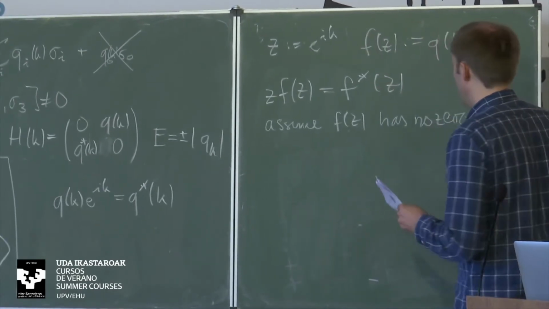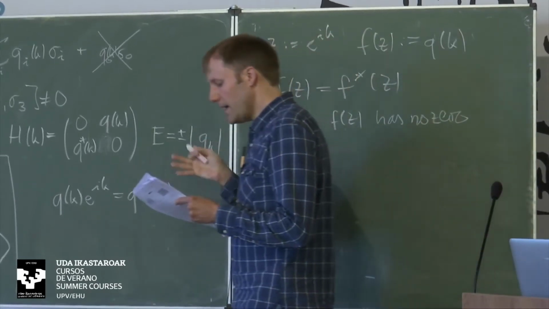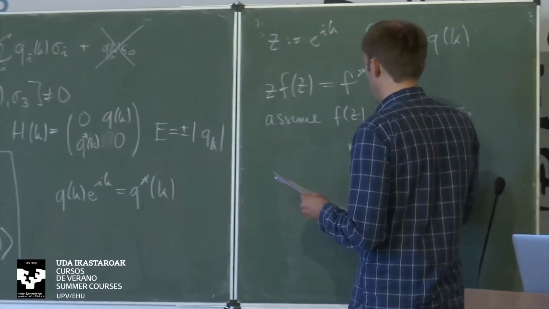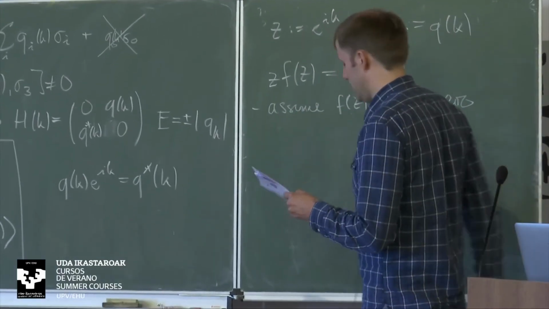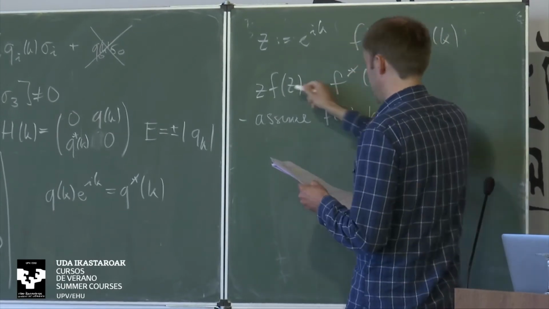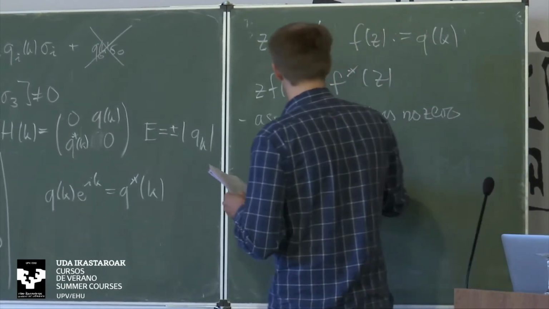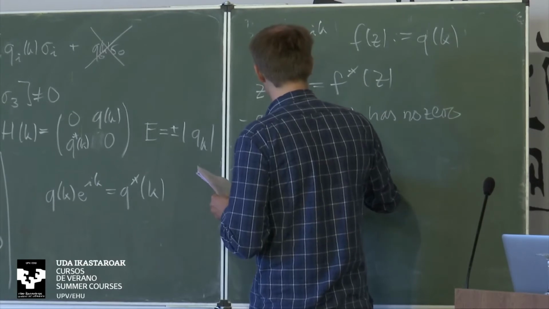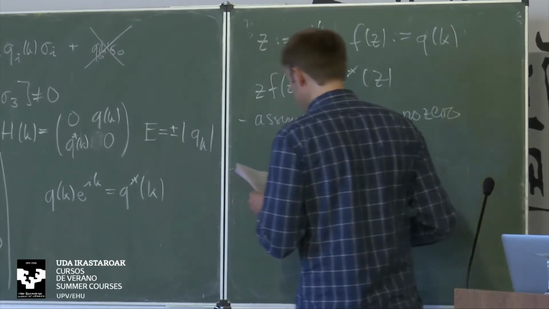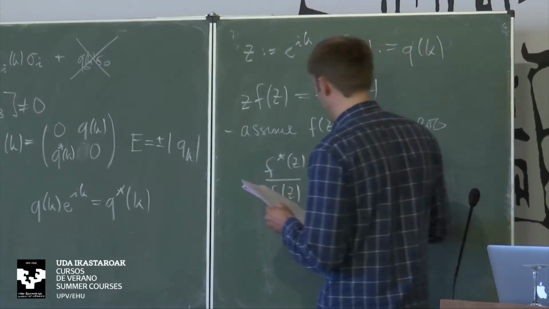So if f of C has no zeros, it means that there is no band crossing. So with this assumption, I can construct a contradiction. So basically, I divide this equation by f of C, so then I get f star C divided by f of C. This I can do only if f of C has no zeros.